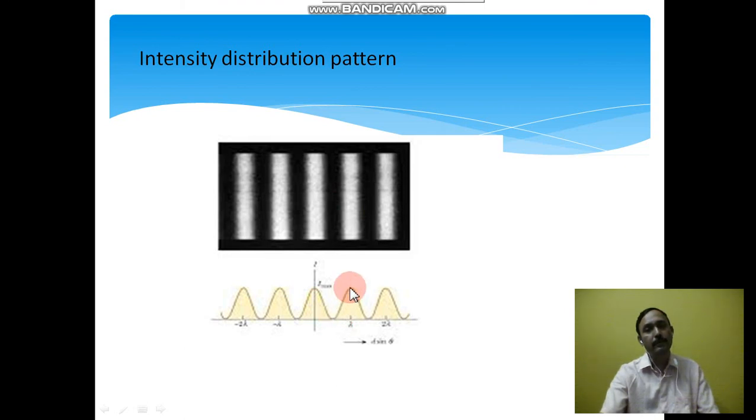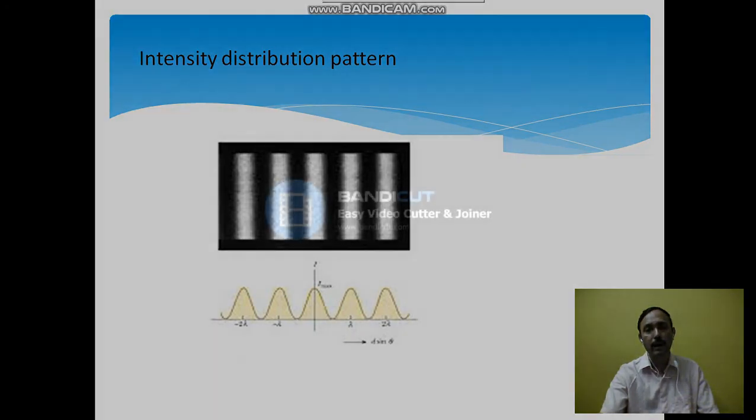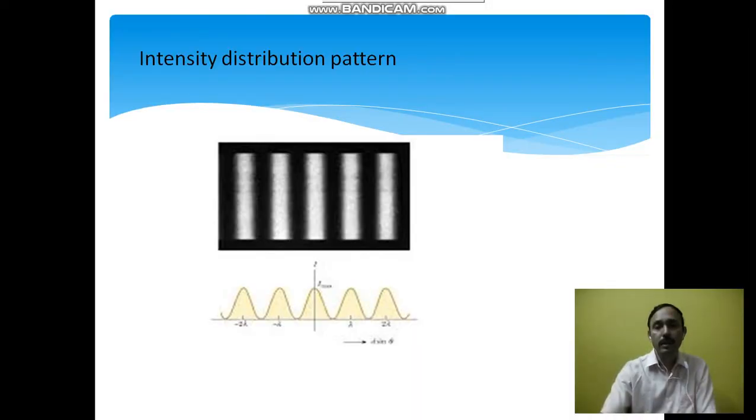Again phi will be 3 pi by 2, that means I will be maximum, 4a square. Phi equal to 2 pi means cos phi is 0, that means I becomes 0, and so on. So this is the intensity distribution pattern of the interference fringes.